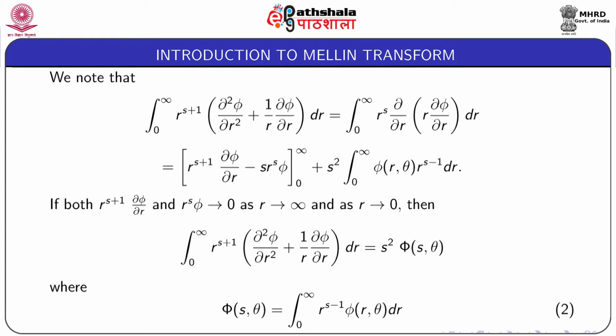If we assume that r to the power s plus 1 del phi del r and r to the power s into phi both tend to 0 as r tends to infinity and r tends to 0, then we obtain that the integral from 0 to infinity r to the power s plus 1 del 2 phi del r 2 plus 1 by r del phi del r dr is equal to s square times this integral, because the boundary term is 0. Now, if we call this integral capital phi s theta, that is equal to integral from 0 to infinity r to the power s minus 1 small phi r theta dr as given in equation 2, then we get this equation.